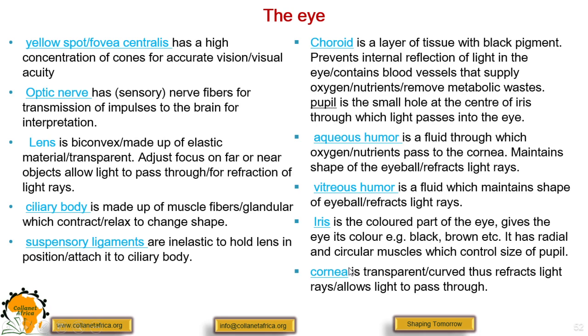Lastly, we have the cornea, and it is transparent and curved, and it refracts light rays and also allows light to pass through it.